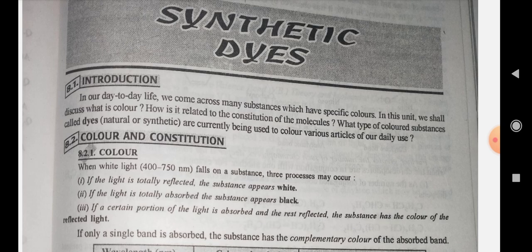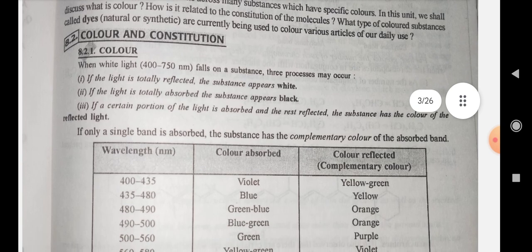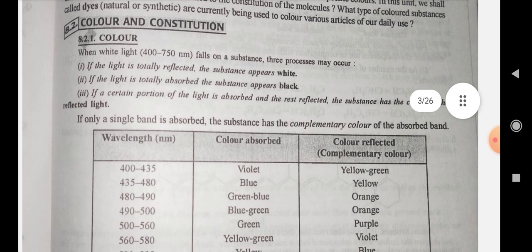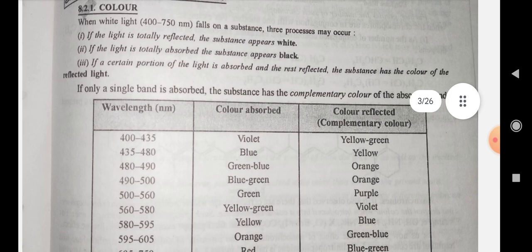Color and constitution. Color. When white light falls on a substance, three processes may occur. If the light is totally reflected, the substance appears white. If the light is totally absorbed, the substance appears black. If a certain portion of light is absorbed and the rest reflected, the substance has the color of the reflected light. If only a single band is absorbed, the substance has the complementary color of the absorbed band.